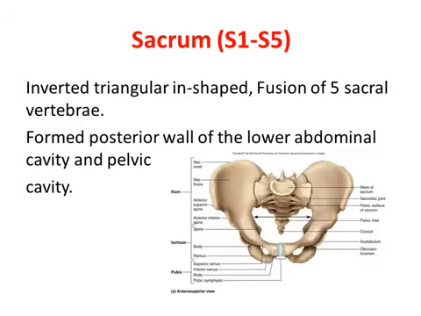Sacrum عظم العجز it's inverted triangular in shape، هو عبارة عن عظم بشكل مثلث مقلوب. It consists of a fusion of 5 sacral vertebrae، يتكون من اتحاد 5 من الفقرات المكونة لعظم العجز. Forms the posterior wall of the lower abdominal cavity and pelvic cavity، وهي تكون الجزء الخلفي لجدار تجويف البطن وتجويف الحوض.